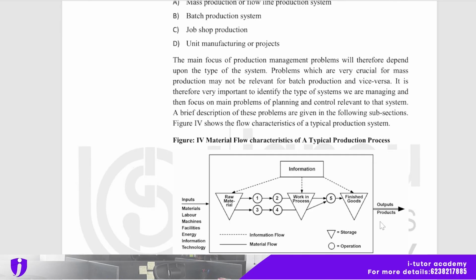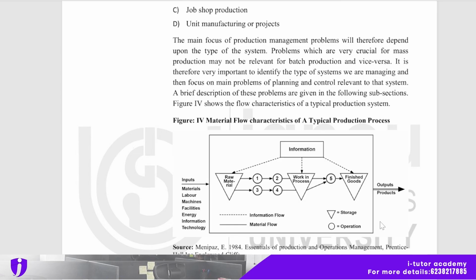The main focus of production management problem will therefore depend upon the type of the system. Problems which are very crucial for mass production may not be relevant for batch production and vice versa. It is therefore very important to identify the type of system we are managing and then focus on main problems of planning and control relevant to that system. A brief description of these problems is given in the following subsections.